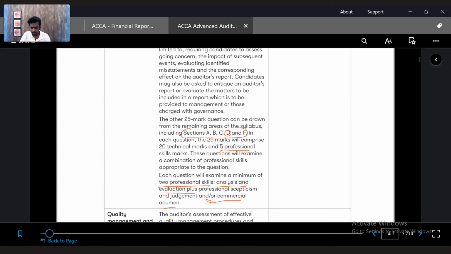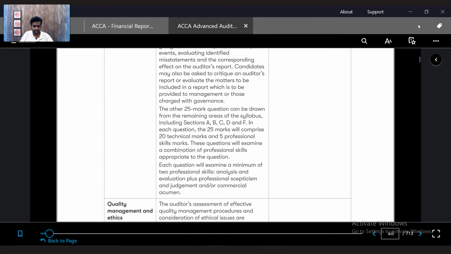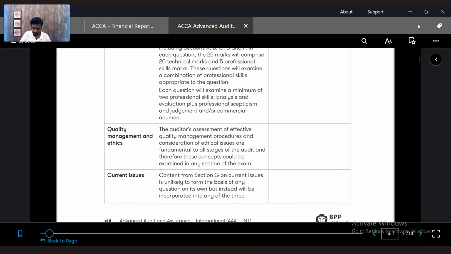So that's what this exam pattern is all about. Pretty much straightforward and simple, but it's all about the application. You will get into the groove of writing the exams only through application of these questions during the time of the examination.